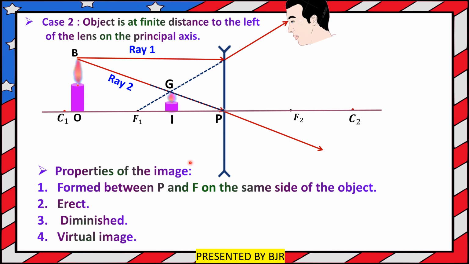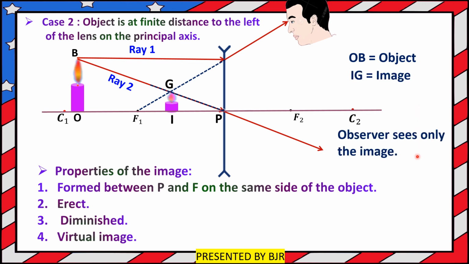Okay, so remember, a concave lens always forms a virtual image, that is, a diminished virtual image between P and F, irrespective of the position of the object you place in front of it. The image will always be formed between P and F only, on the same side as the object. So here OB is called the object and IG is the image. Okay, so the observer sees only the image, this image.